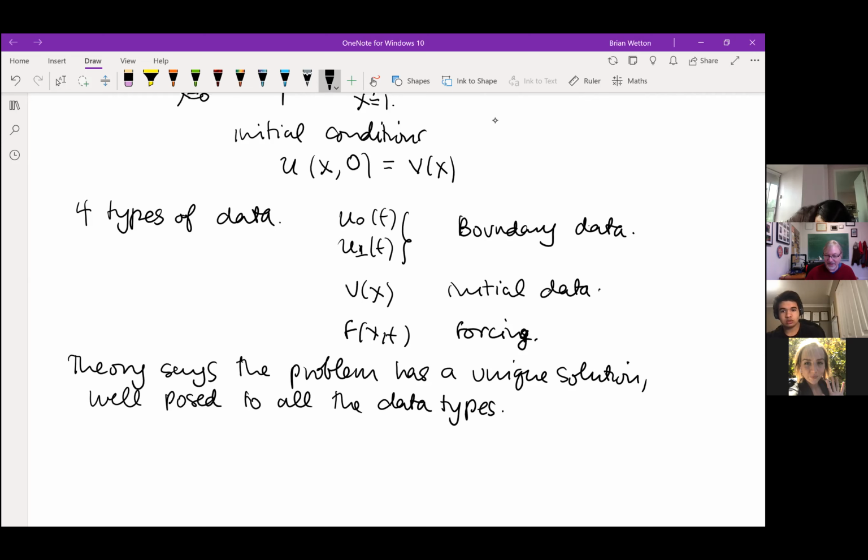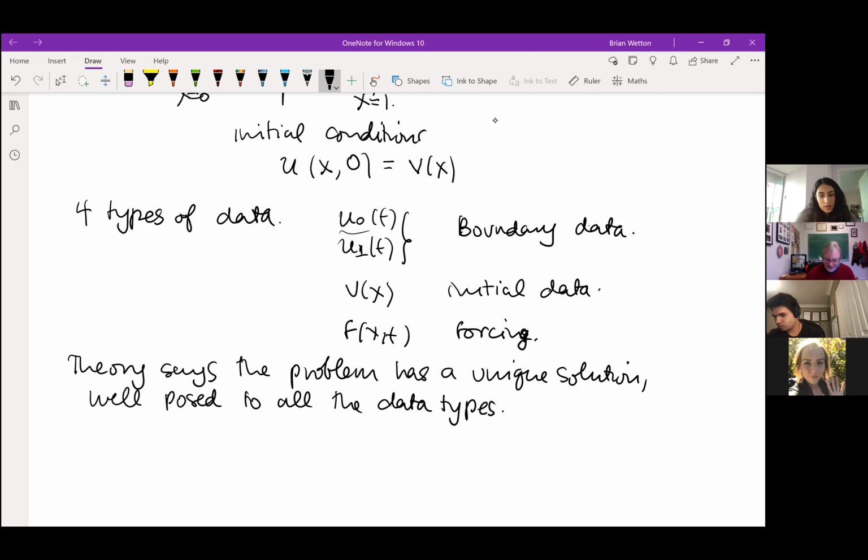Remember what well posed means, right? It meant that if you change the data by a little bit, you only change the solution by a little bit. And you don't want to be in the business of trying to get a handle on ill-posed problems because they don't really make sense. If you can change the data by an arbitrarily small amount and affect the solution by an arbitrarily large amount, then the solution doesn't make much sense.